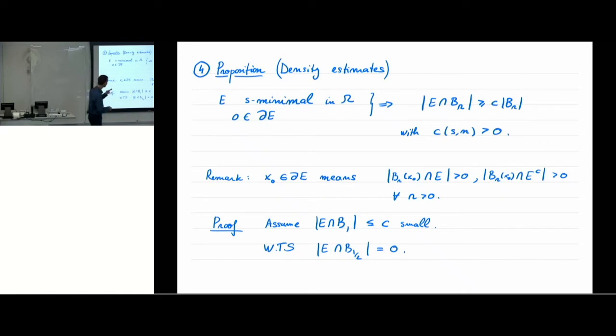If I take a point x0 and you tell me that the measure of the ball of radius r centered at x0 intersect the complement is equal to 0, this means that ball is fully included in E almost everywhere, but I can modify it on a set of measure 0 and take it fully included in E. Okay, so this is what I mean by the boundary.